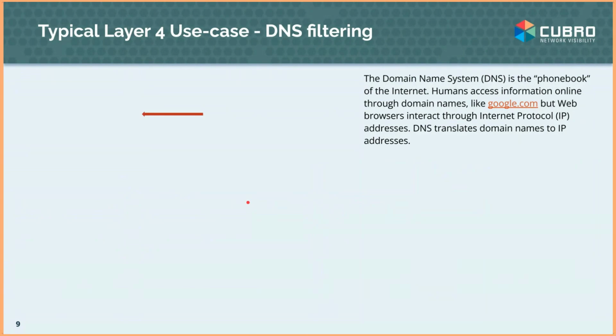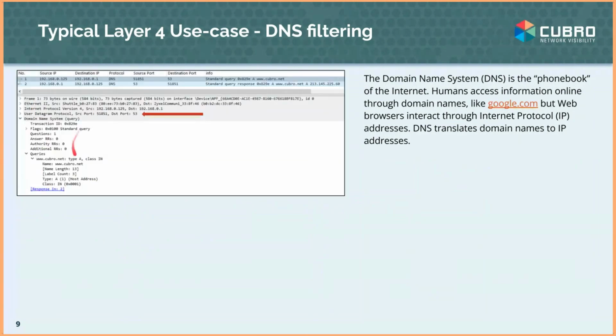The beauty is, here's just an example of the well-known Wireshark, let's say, and what you see, here's a standard query. You see somebody is checking for Cubro.net. Yes, here's the answer, Cubro.net, this is the IP address. And how can I capture these packets? Because I only want to see these ones.